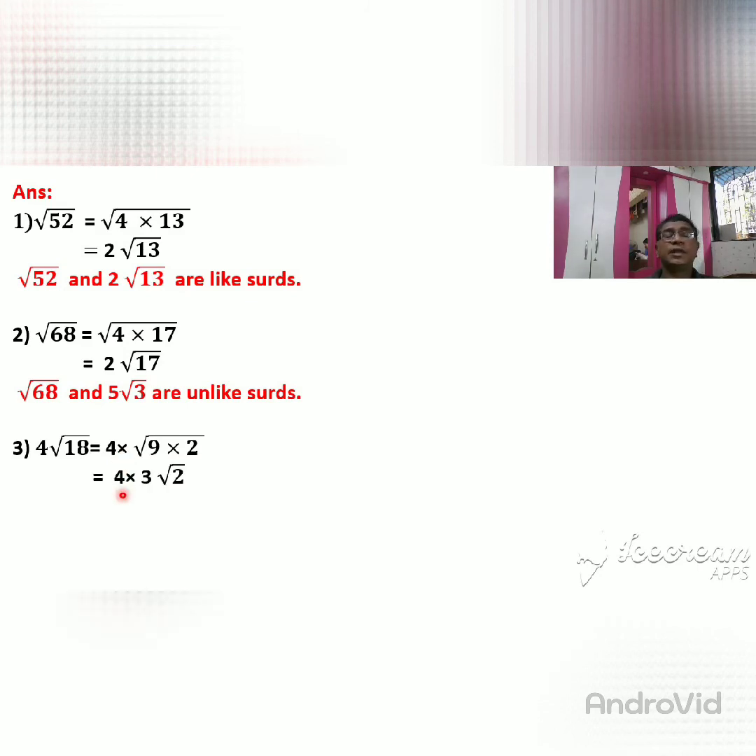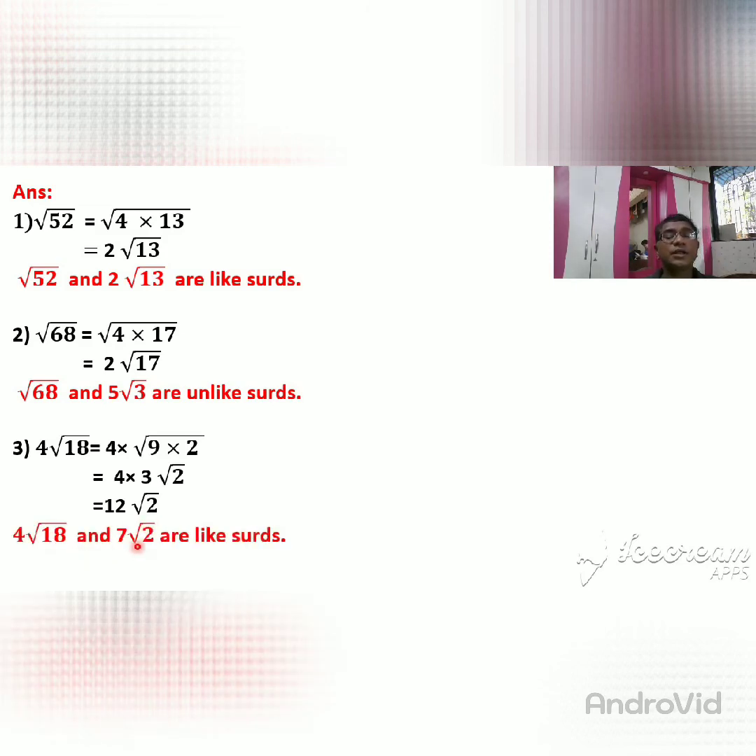See, 4 is carried as it is, the square root of 9 is 3, so I write 3 here. 4 into 3, and the radicand number is 2, so I write radicand 2. 4 threes are 12, so 12 radicand 2. What is given here? Here is 7 root 2 and here is 12 root 2. See, root 2 is the same in both, so they are like surds. Do you understand why like surds? Because the radicand number here is 2. 4 square root of 18 can be factorized in such a way.